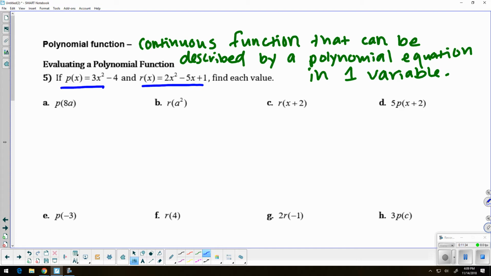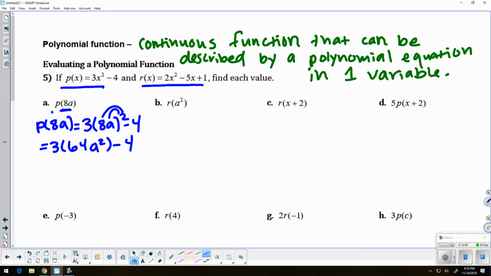Find each value. So this is something we've already done before, right? So if you wanted to find p of 8a, that just means you're going to take 8a, plug it in everywhere you see an x into p of x, because you got that p out front. So p of 8a is going to be 3 times 8a squared minus 4. Now, next thing, exponent. So you want to actually square this 8a, where you want to square both terms. So you're going to have 3 times 64a squared minus 4. Next, multiplying 64a squared, that's 192a squared minus 4.